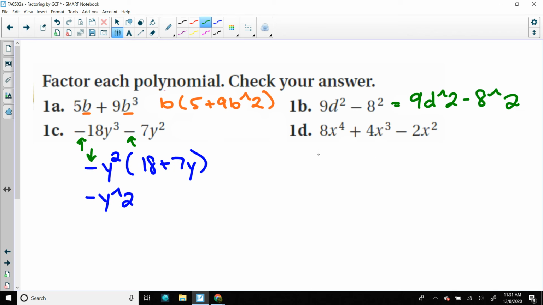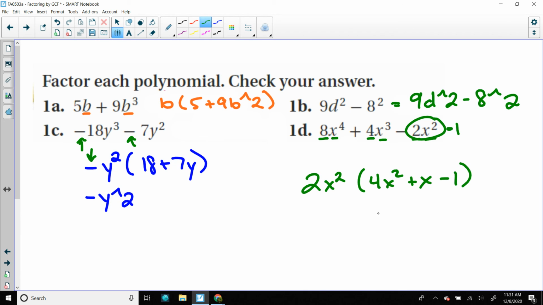On this one, we've got a couple of things. The number 8, the number 4, and the number 2 all have a number 2 in them. This has 4 x's, 3 x's, and 2 x's. So I can pull at least 2 x's out of each of those. This will end up with 4x to the power of 2 plus x minus 1, because remember, this whole thing is still being multiplied by 1. So if I pull a 2x squared out front, I still have a 1 left over. Once again, we would say x to the power of 2, simply because Google doesn't have that option, which I think is really silly. It just doesn't make any sense to me.